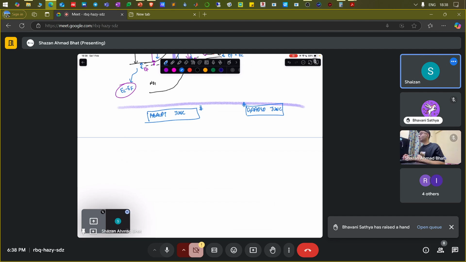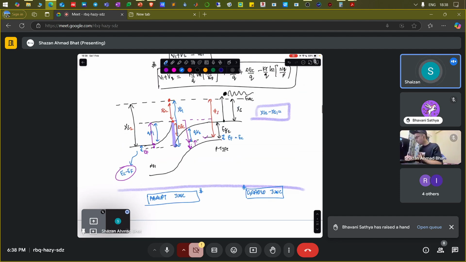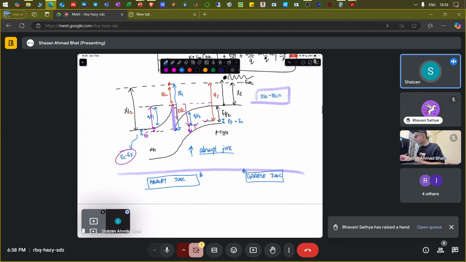Now, what is the difference between these two, and why are they particularly important? This particular thing was a result of an abrupt junction. Abrupt means it's a sudden junction, and you can see this particular junction here. It's just like an abrupt change in the potential. Whenever this type of potential gets formed, it's called an abrupt junction device.